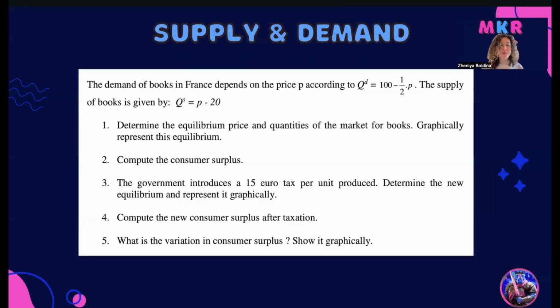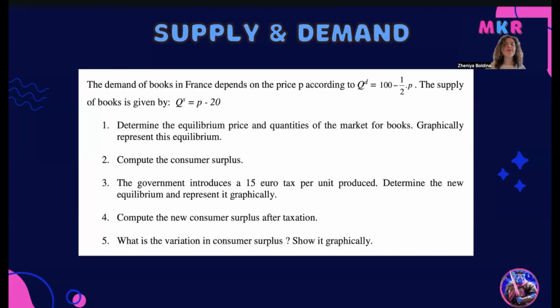So now moving on to the word problem. The demand of books in France depends on the price P according to a given function for quantity demanded, and the supply of books is given by quantity supplied with a different function. Now we need to determine the equilibrium price and quantity of the market for books, and we need to graphically represent this equilibrium. Then in question 2, compute the consumer surplus. Question 3: the government introduces a 15 euro tax per unit produced, and we determine the new equilibrium and present it graphically.